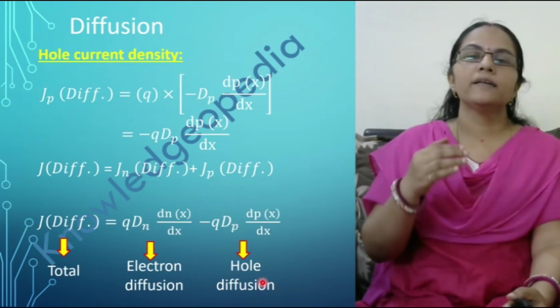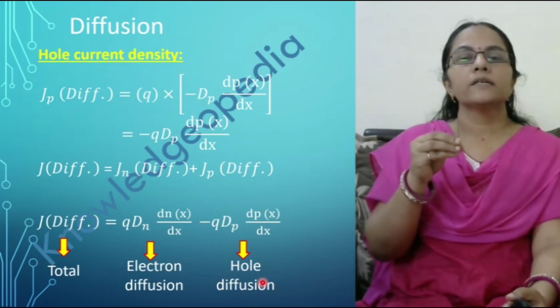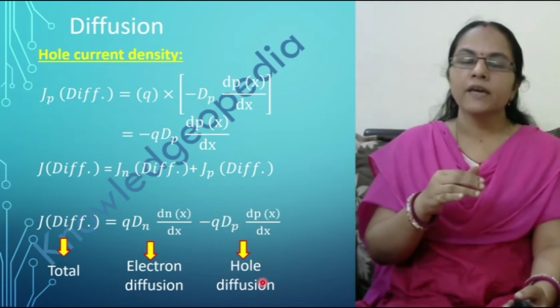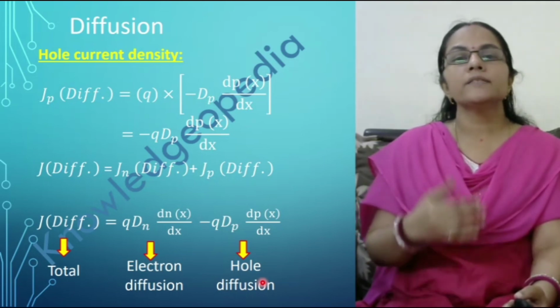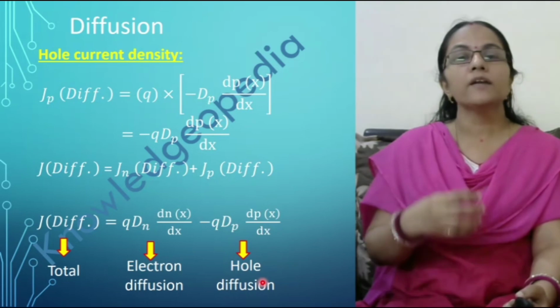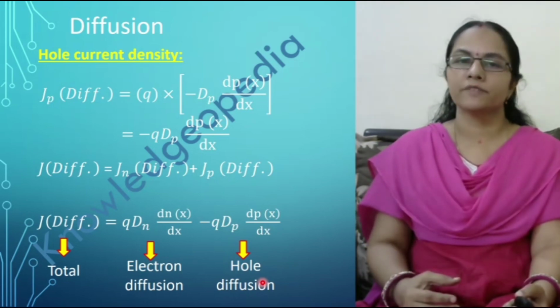We have seen how due to diffusion of electrons and holes the current is generated and what the expression for that is. In the next class we will see the second transport, that is drift, and what component of current we obtain from drift.